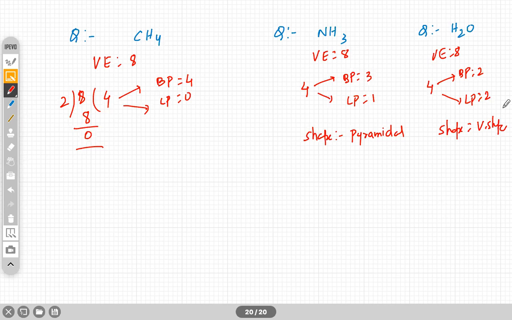Tell me, no doubt, understood all of you? To find out the geometry and shape. Okay, write down next: factors affecting bond angle, the last thing for today. The first one, write down: effect of lone pair on central atom.